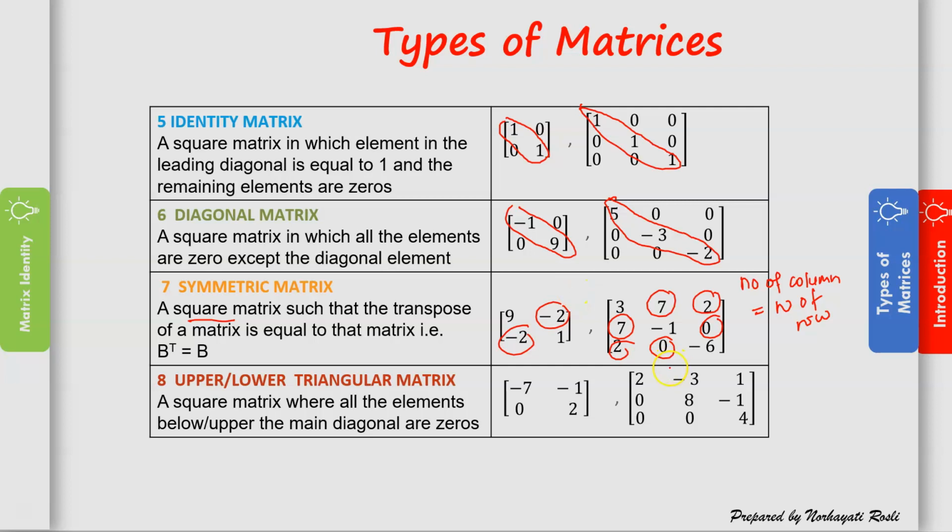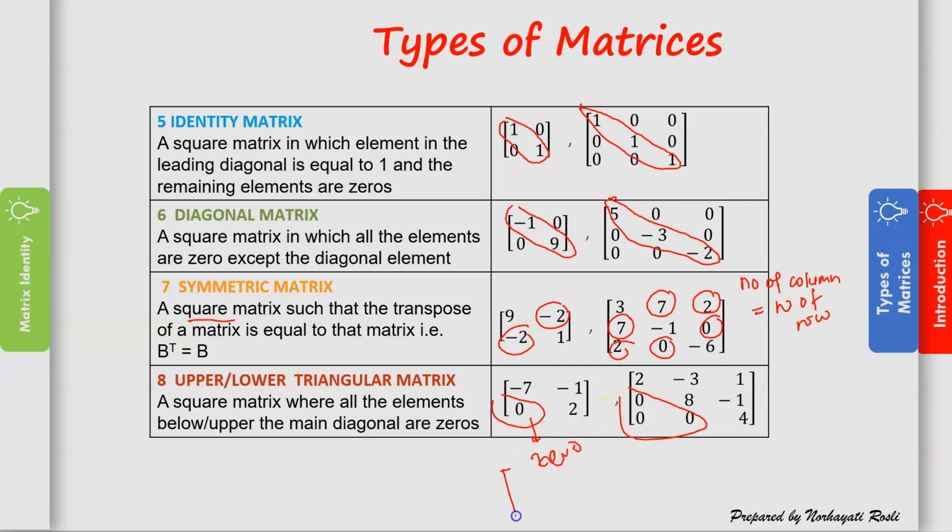When you transpose this one, you will get back that matrix. And then we go to upper or lower triangular matrix. A square matrix where all the elements below or above the main diagonal are zeros. For an upper triangular matrix, it means the elements below the main diagonal, or leading diagonal, are equal to 0. Also for this one, these two examples are upper triangular matrices.